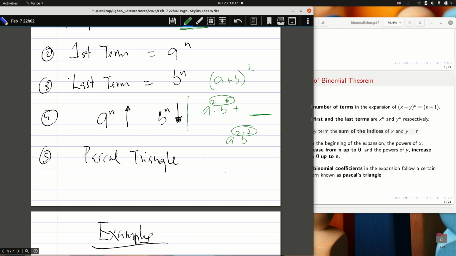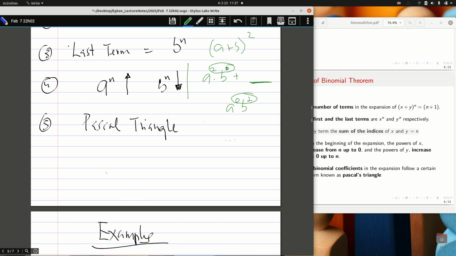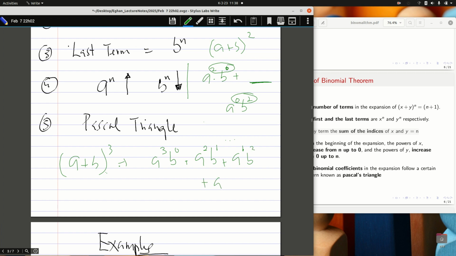Let me take one more thing. Assuming I have (A plus B) all cubed, it means A starts from 3, B will start from 0, plus A will start from 2, B goes to 1, A goes to 1, B goes to 2, and then A goes to 0, B goes to 3. When I sum this, guys, I have the index 3 here. If I sum there, I have 3.